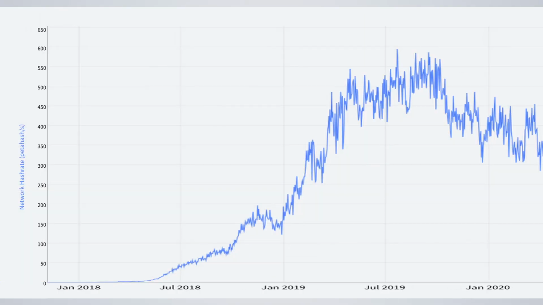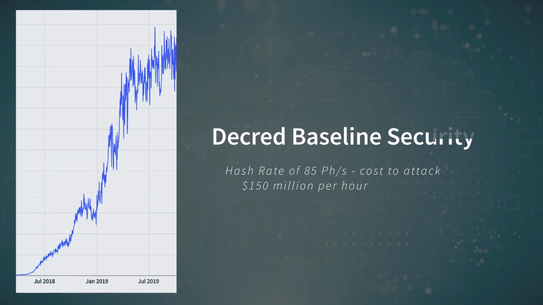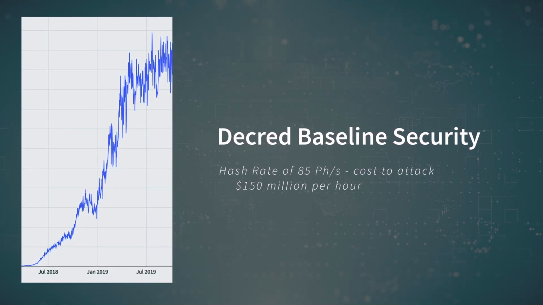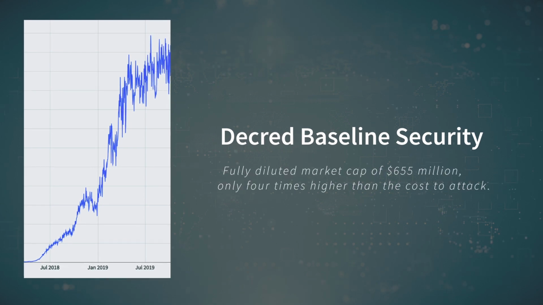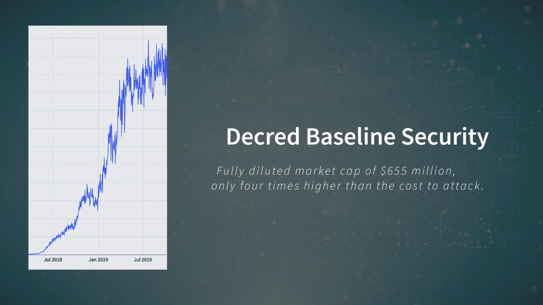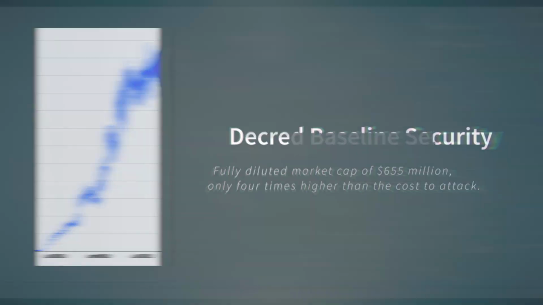Chart areas that stand out for me include March through September 2018, when the ASIC miners started to come into circulation. The hash rate went from 1.3 petahashes to 85 petahashes per second, which formed a good baseline for future security. In future months, the hash rate continued to go up, but at a hash rate of 85 petahashes per second, Decred had a cost to attack of approximately $150 million per hour. At the end of September 2018, Decred had a fully diluted market cap of $655 million, only 4 times higher than the cost to attack.